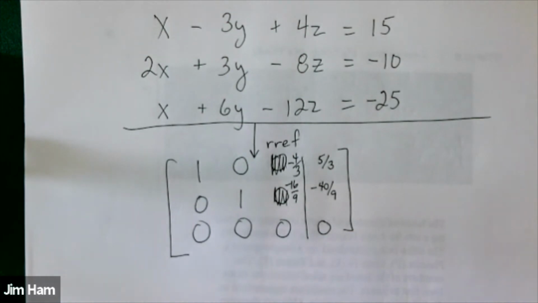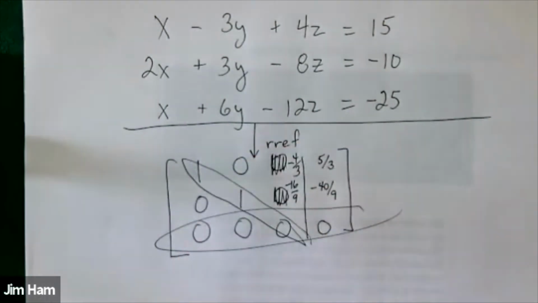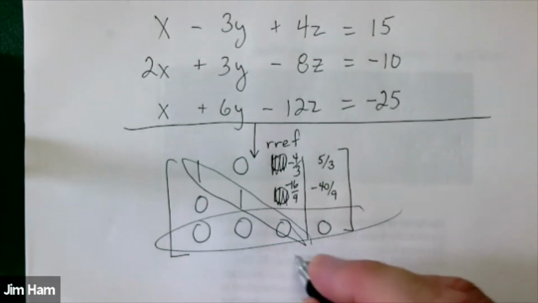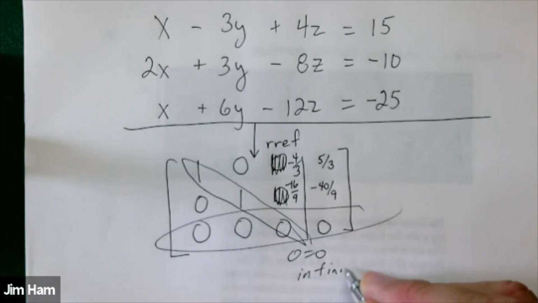See, a couple of you have shared. 0x plus 0y plus 0z. Notice there are not ones down this main diagonal, so that's one of the special cases. And we have all 0. 0x plus 0y plus 0z equals 0. 0 equals 0, and so therefore we have infinite solutions.